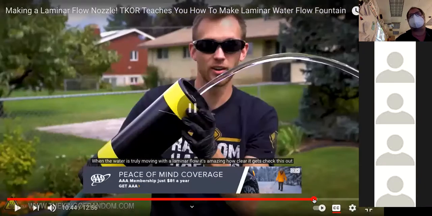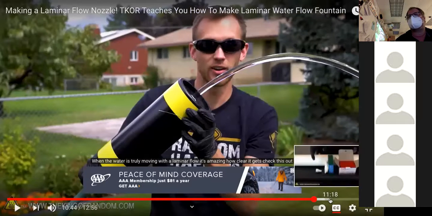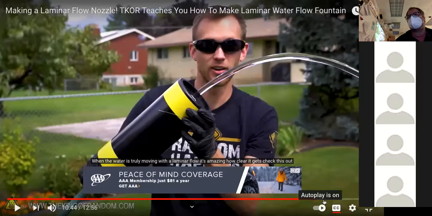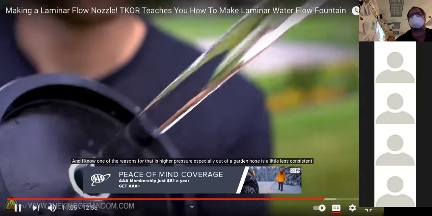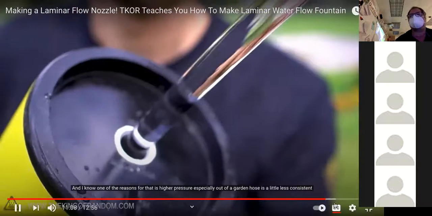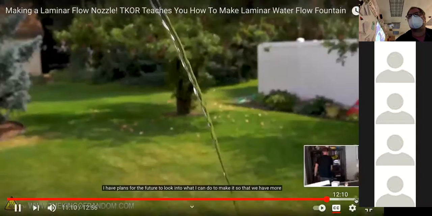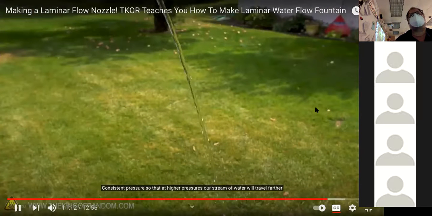So he shows you how to create one of these if you're interested. Amazing how clear. But see how that looks like it's perfect almost, and it's all stuck together. Let's see what he ends up. Right here, the stream does start to get a little bit wonky, and I know one of the reasons for that is higher pressure, especially out of a garden hose, is a little less consistent. I have plans for the future to look into what I can do to make it more consistent. But you can actually get this, if you have a high enough pressure, to almost look like one continuous physical thing.